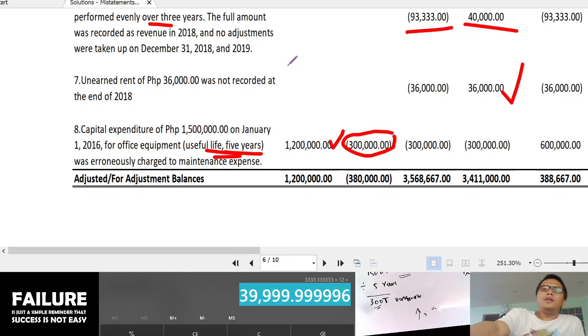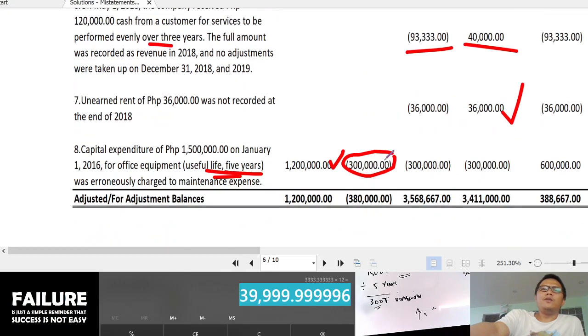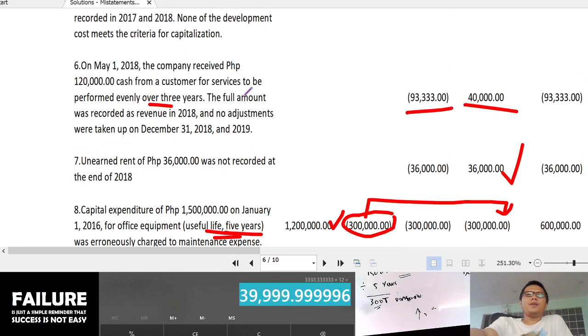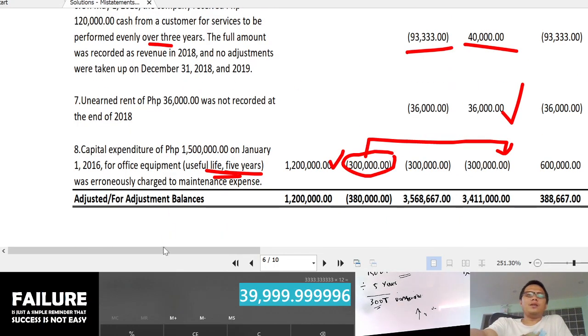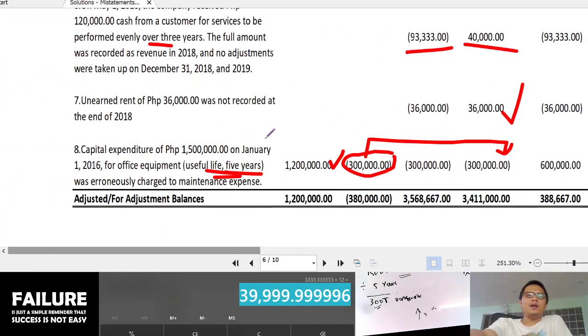So, kung understated yung depreciation expense mo, ano yung effect sa net income? Obviously, overstated. Di ba? That goes to your 2017 and up to 2019. So, yun siya. That is how you analyze errors.